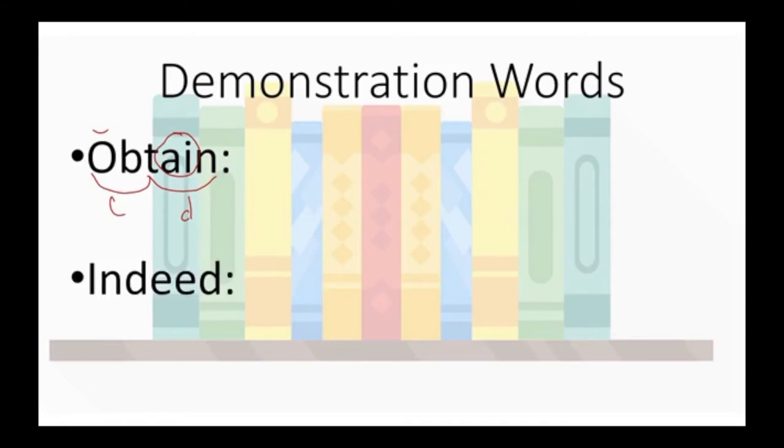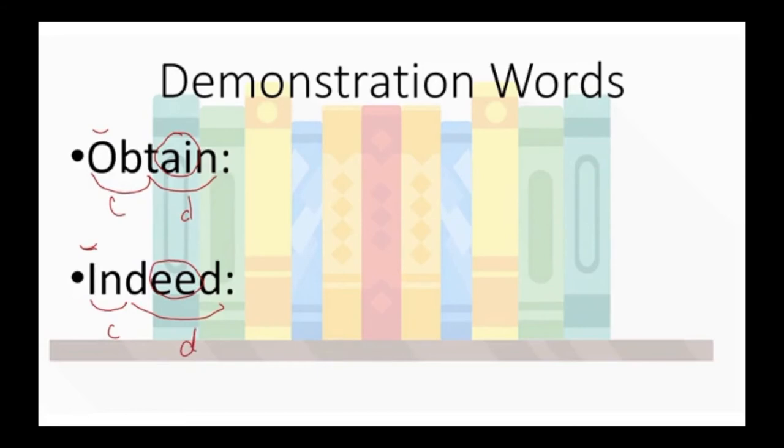Our next word is indeed. Again, I can mark that it's a two-syllable word, indeed. I again have a closed syllable at the beginning that I can mark, followed by a syllable with an EE that makes the long E sound. So in the first word, I have the long A sound. In the second word, I have the long E sound that makes the double vowel.